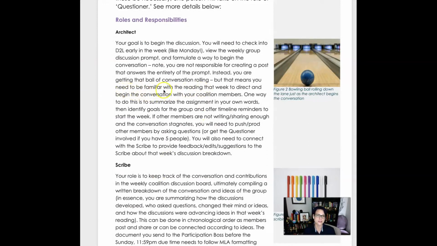It does mean that you need to be somewhat familiar with the reading that week or whatever it is that we're going over and discussing, so that you can work to direct and begin the conversation. And so again, summarize the assignment. If other members aren't writing or sharing enough and the conversation begins to stagnate, that's when you are responsible for pushing and prodding the other members by asking questions. But if you have 5 people in your group, you have a questioner. So that's going to be that person's responsibility. And so you may have to then get the questioner involved, although that person should already be taking matters into their own hands.